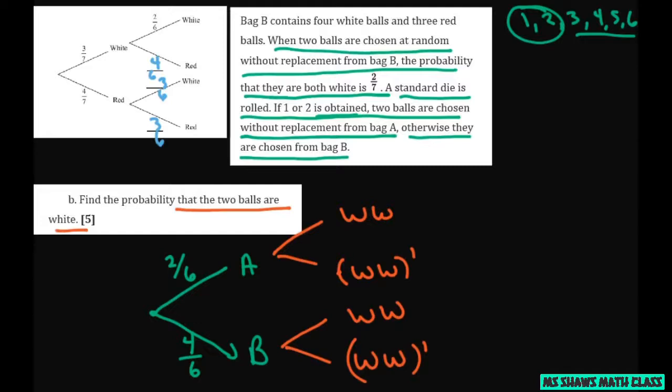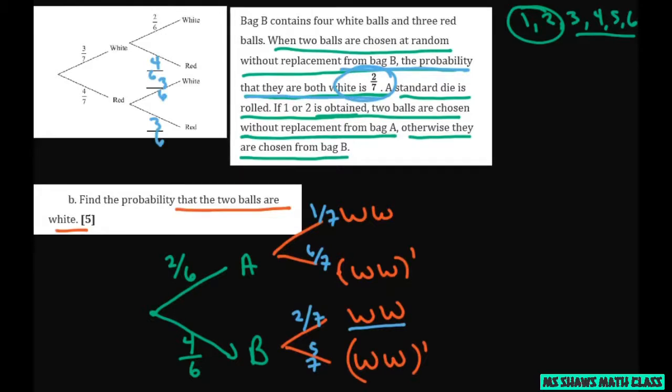But remember the probability that they're both white that we already answered was 1/7. So this one has to be 6 sevenths. And then for bag B, this is going to be 2 sevenths, both white. And this was already given as 5 sevenths. So from bag B, the probability that they're both white is 2 sevenths.